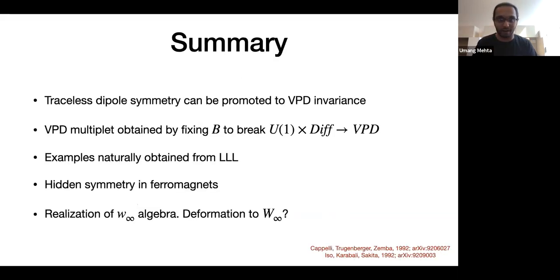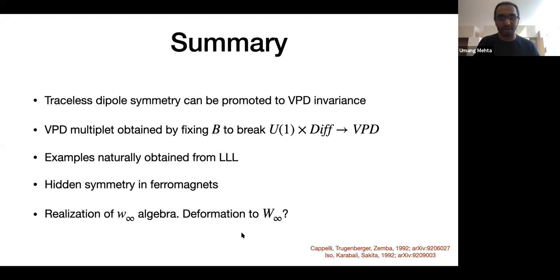So that's the end of my talk. I'll leave you with this summary slide. Essentially, what we did was promote this traceless gauge symmetry to volume preserving diffeomorphism invariance, whose multiplet can be thought of as obtained by fixing B and A_i to break U(1) cross diffs to volume preserving diffeomorphisms. This naturally suggests that many examples of such non-trivial conservation laws can indeed be obtained from the lowest Landau level, as we saw. But also we have a hidden symmetry of this type in ferromagnets, which also results in similar mobility constraints.